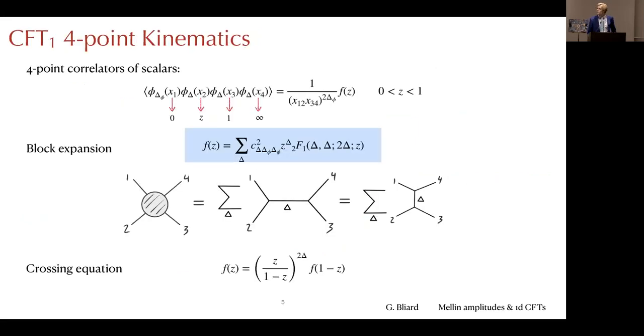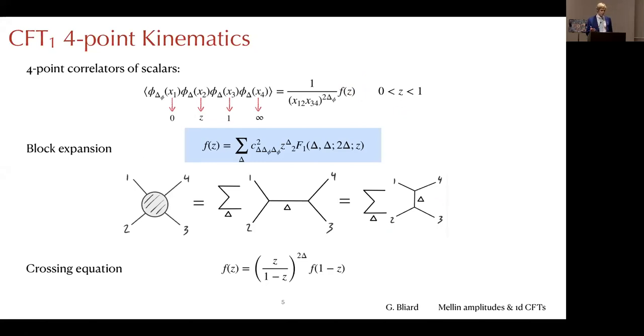So first, a quick reminder of one-dimensional conformal field theory kinematics, especially for the case of four-point functions of identical scalars to simplify things. So the observable we'll be looking at are four-point correlators. In one dimension, the position of these insertions can be mapped to 0, 1, and infinity, where only one of these coordinates isn't fixed and will become our variable, the conformal cross ratio z, which is naturally defined between 0 and 1 in this setting. In this way, our four-point correlator is entirely described by a function of a single variable, f of z.